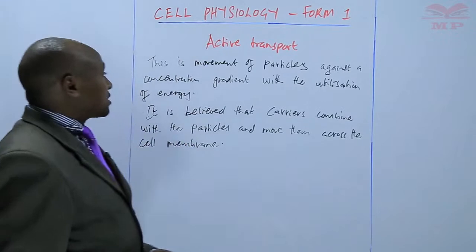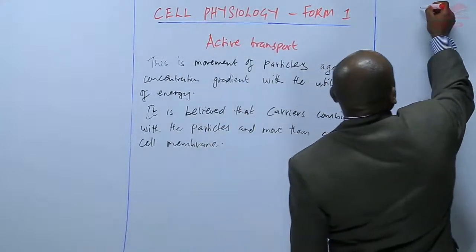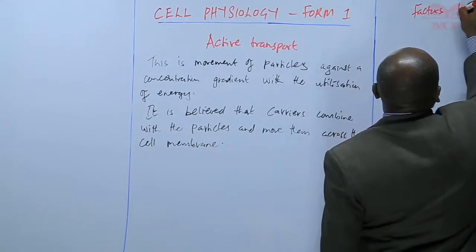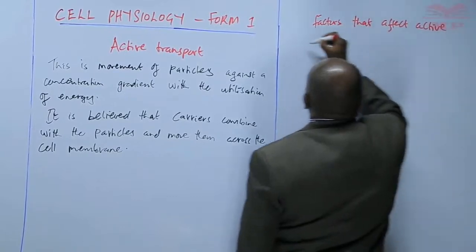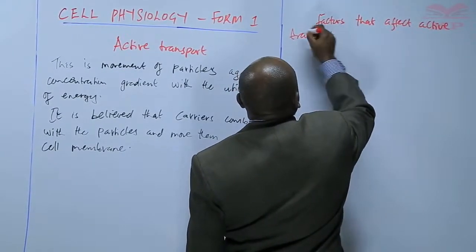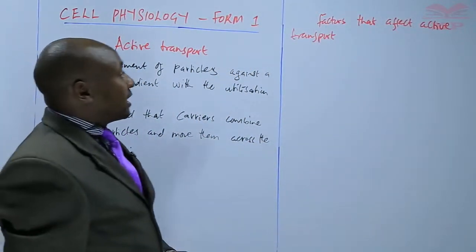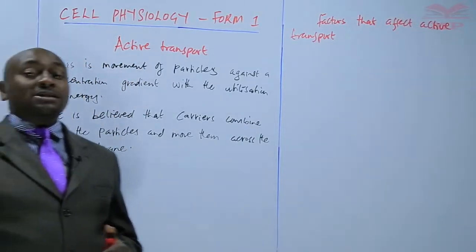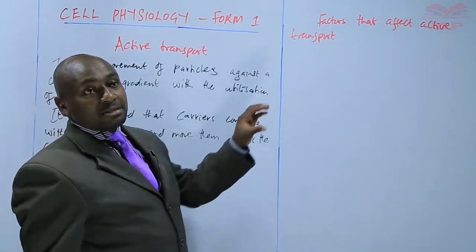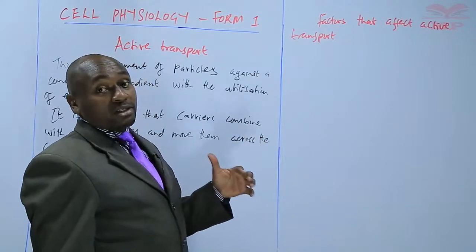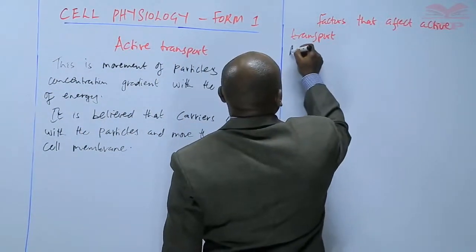So we're going to next look at some of the factors affecting active transport. And the first thing is to know that active transport is a process that consumes energy or utilizes energy. And therefore, any process that interferes with respiration, that is the energy production within the cells, will also affect active transport.